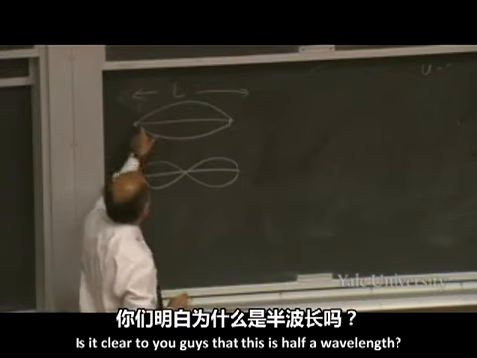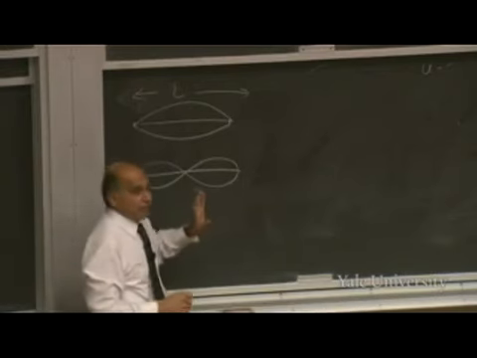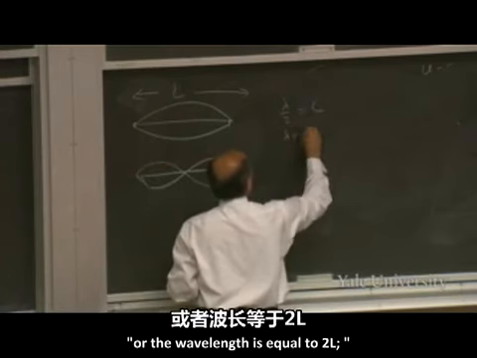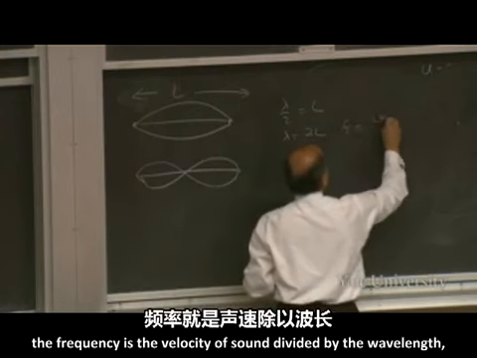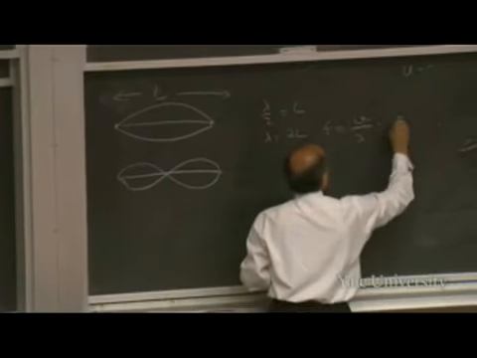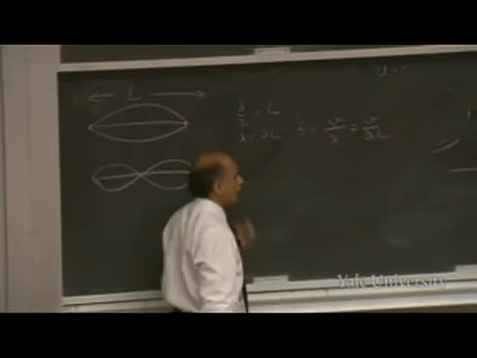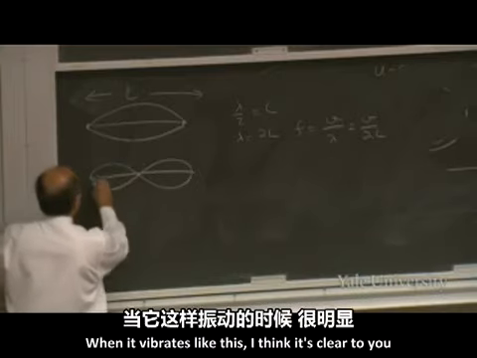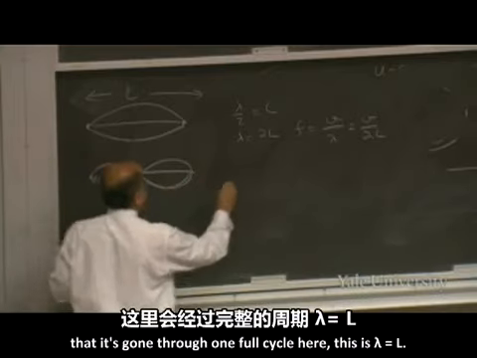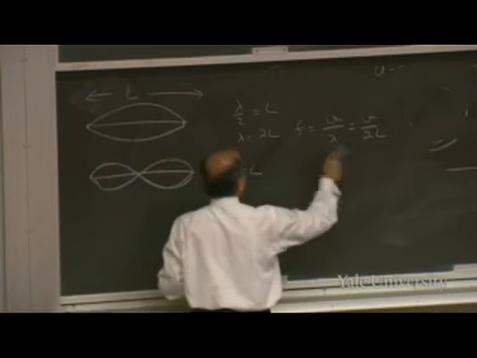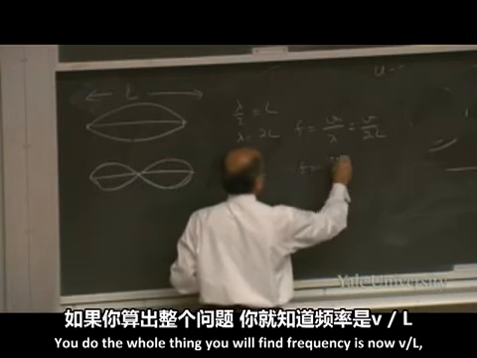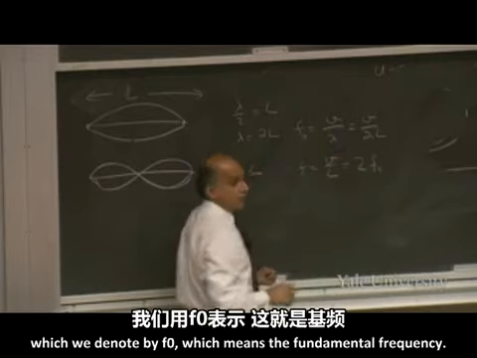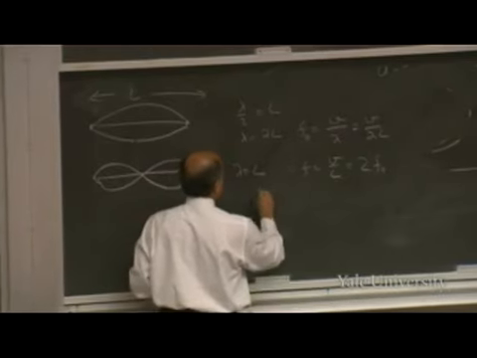Is it clear to you guys that this is half a wavelength? If you got that, you're home, because you're saying half a wavelength is equal to L, or the wavelength is equal to 2L. The frequency is the velocity of sound divided by the wavelength, which is velocity divided by 2L. That's the frequency you will hear from this guy. When it vibrates like this, I think it's clear to you that it's gone through one full cycle here. This is lambda equal to L. You do the whole thing, you will find frequency is now V over L, which is 2 times the lowest frequency, which we denote by f naught, which means the fundamental frequency.